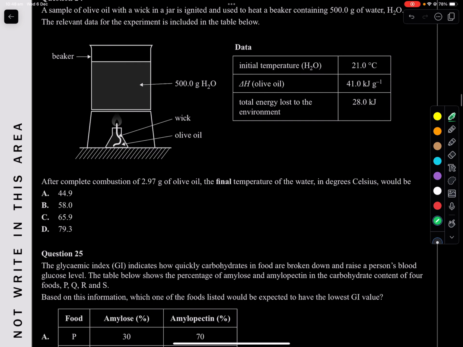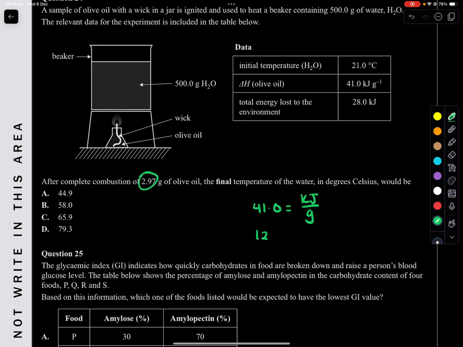So what we're going to do is get this change in H. So 41.0 is equal to kilojoules per gram. Because we're talking about olive oil, how much mass do we have of olive oil? We can actually calculate the energy because we can sub that in right over here and calculate kilojoules by multiplying them together. So what is 41 times 2.97?